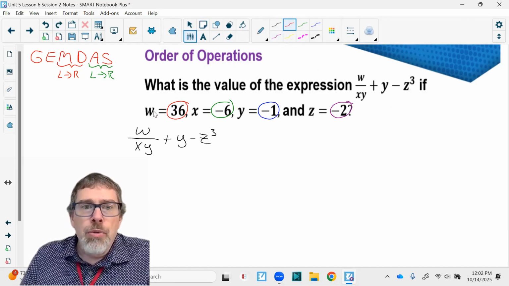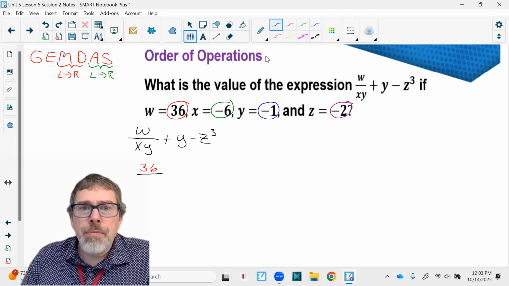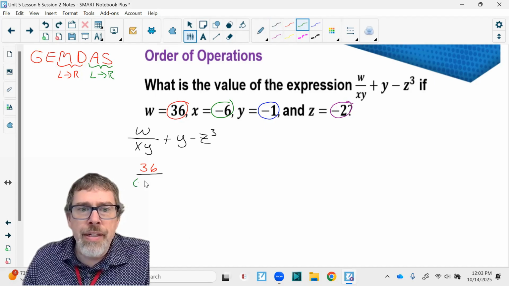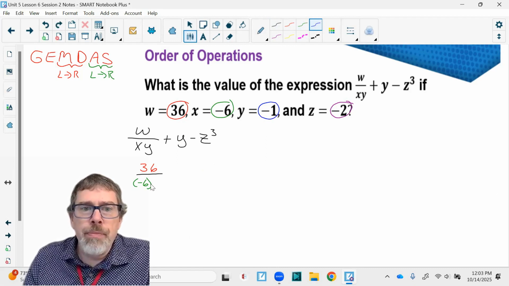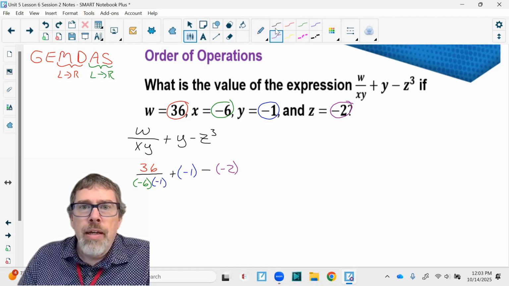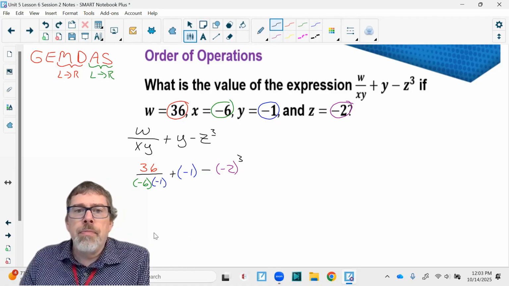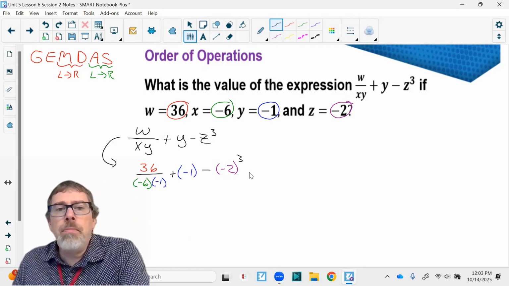Okay. So W is 36, divided by X, which is -6, and we're multiplying that by Y, and Y is -1. So that's just this part. And then it's plus Y again, which is -1, and then minus Z, which is -2, and we're going to take that to the power of 3. So all I did from here to here was substitute in the values they told us.